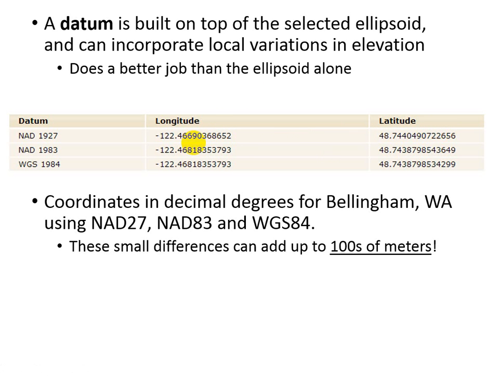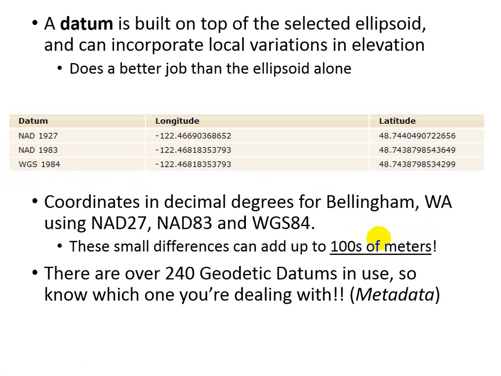If we don't know what the datum is that we're using, and we make an assumption, if we're actually using NAD 27 but we think we're using WGS 84, because they're different, this can add up to hundreds of meters of offset. And this can become a real problem. There's over 240 geodetic datums in use. And if you don't know which one you're dealing with, you may be in trouble. If you're thinking about property lines, military applications, almost anything, you need to understand the datum. And this is where metadata comes in.